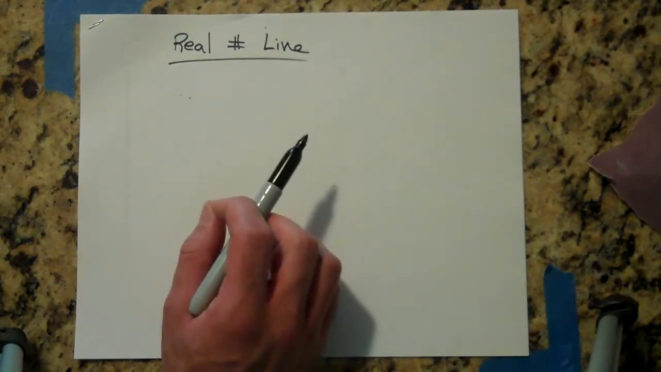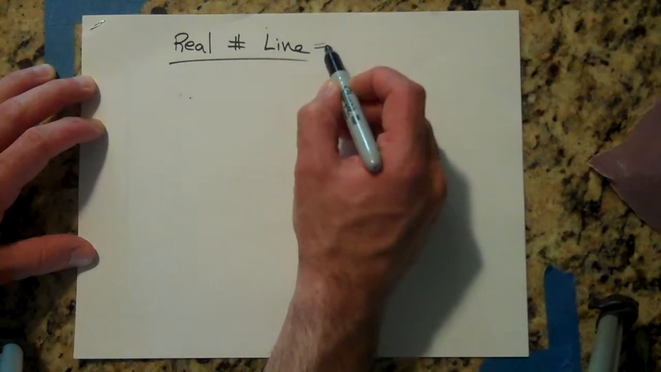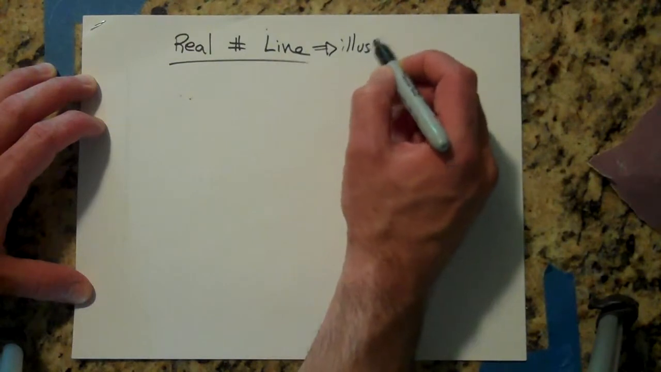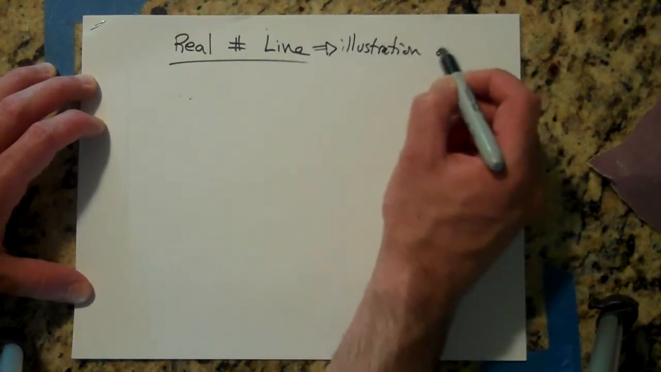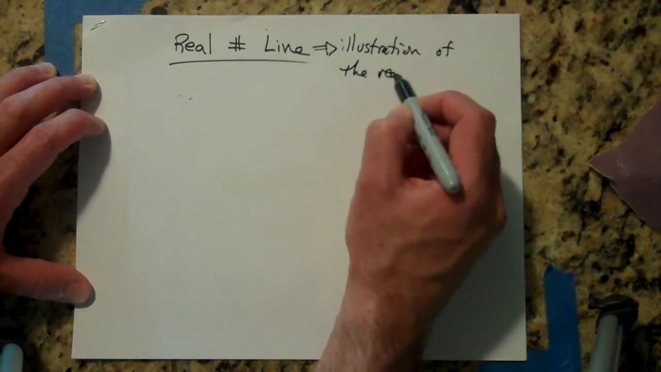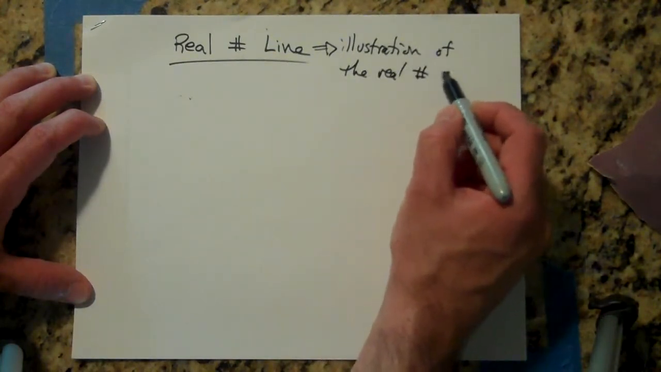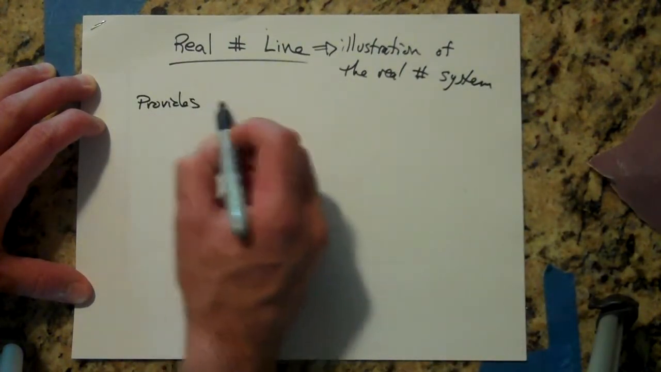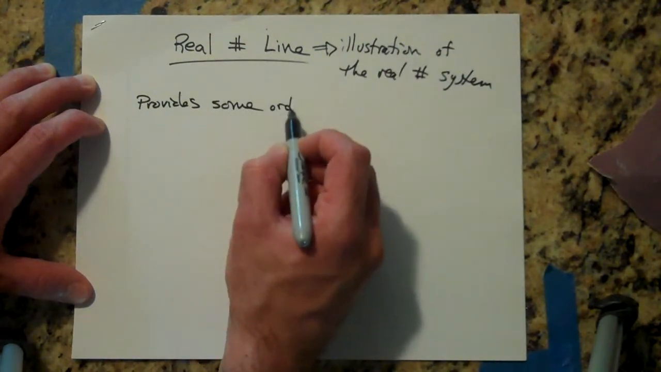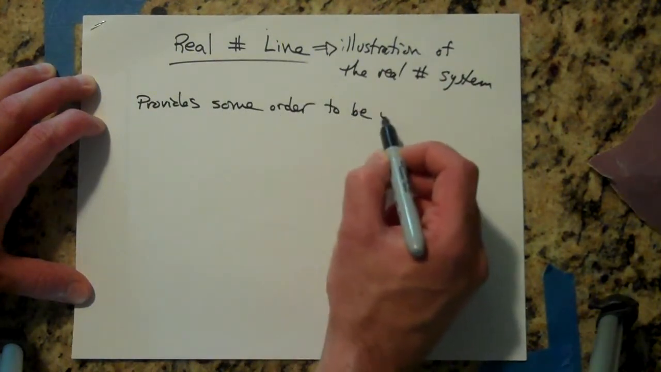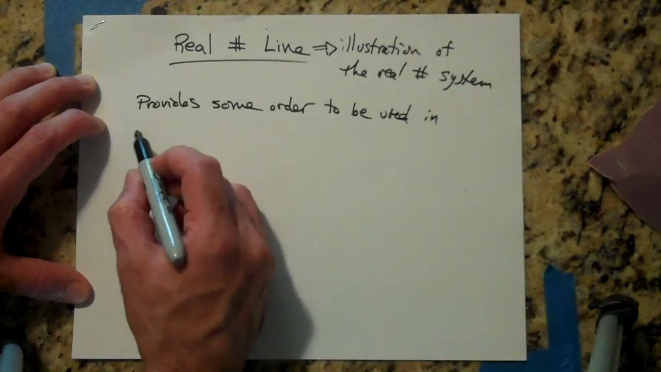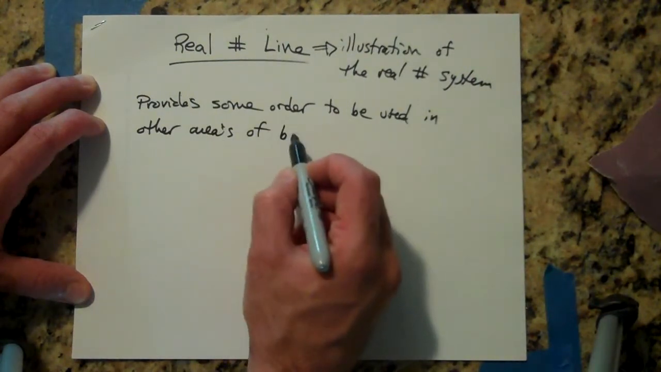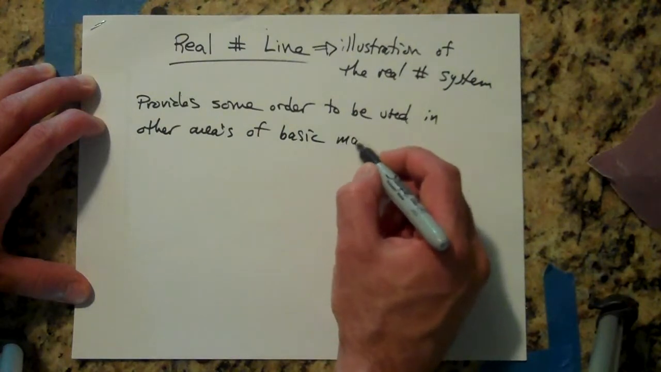So the real number line, I'll just say, is sort of an illustration of the real number system, and it provides some order to be used in other areas of math. And I'm going to say basic mathematics.